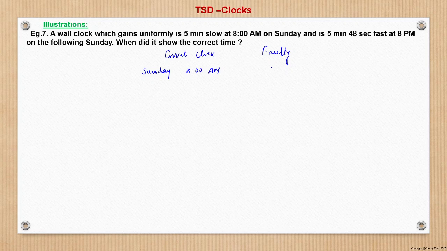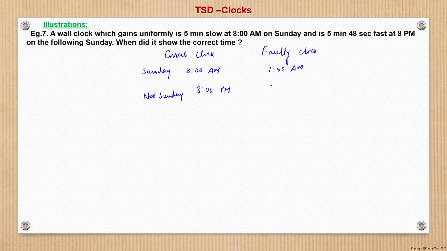Sunday, the faulty clock is showing 5 minutes slow. So that means it is 7:55 a.m. in the faulty clock. Right. Now the next Sunday, 8 p.m.